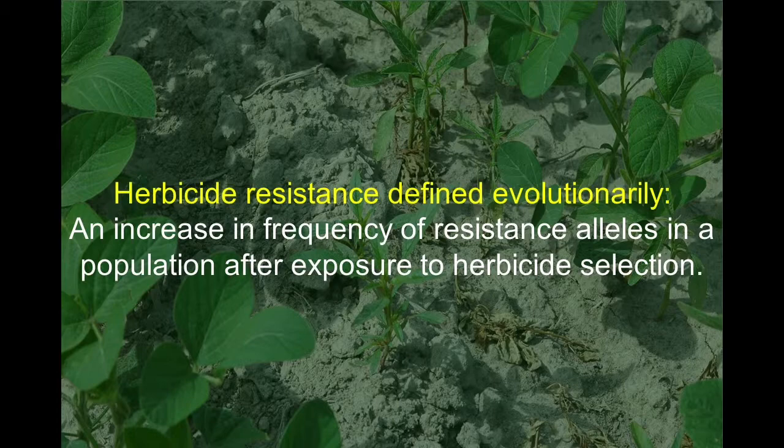What is it? Well, there's multiple definitions out there, and I'm sure you all have your own definitions, but the one I like to use is what I show here on the screen, which is simply an increase in the frequency of resistance alleles in a weed population after exposure to herbicide selection. And again, this really emphasizes the evolutionary implications, or the fact that it is an evolutionary event. It's a change in genetics of a population due to selection.